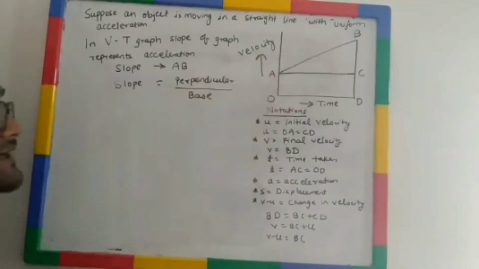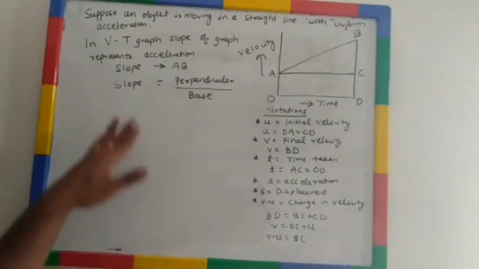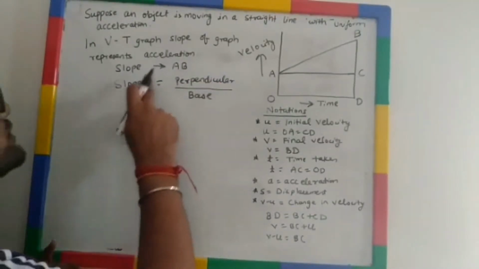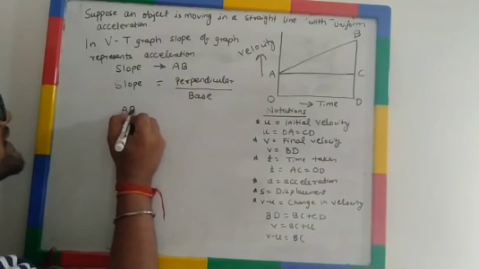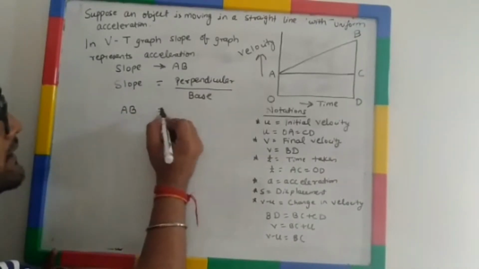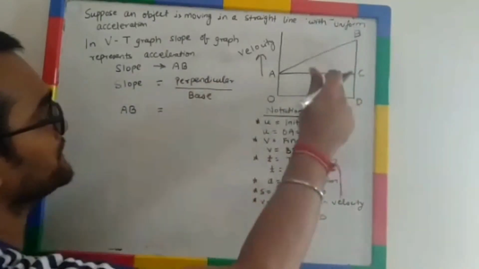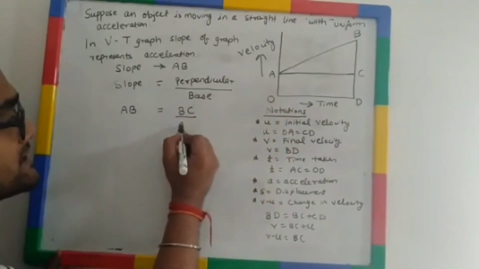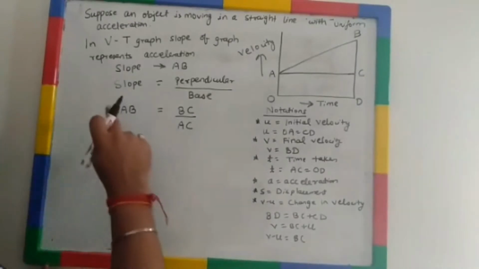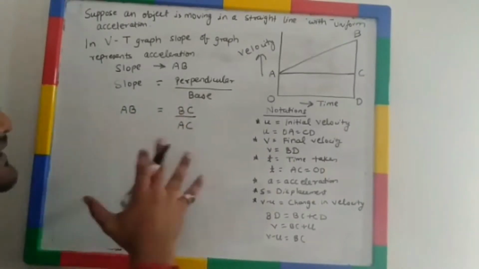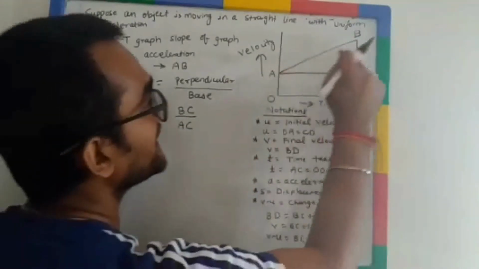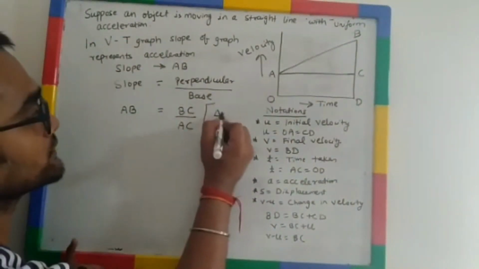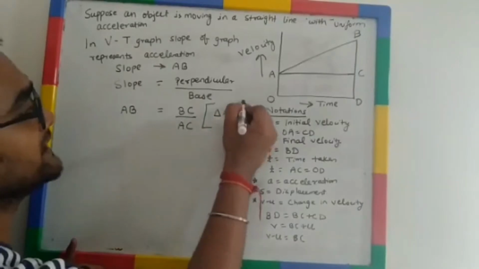Now, referring to the diagram, we will insert the values of slope, perpendicular and base. I have told you earlier, slope is indicated by AB, perpendicular is BC, and base is AC. All three factors are taken from the triangle ABC, so they basically belong to triangle ABC.